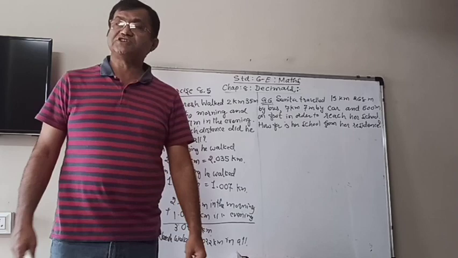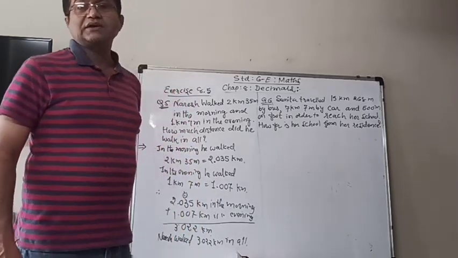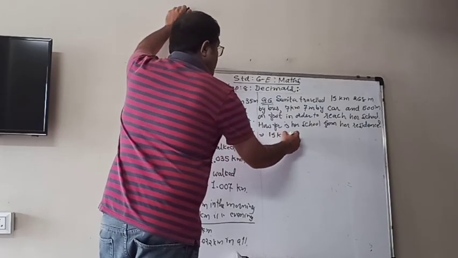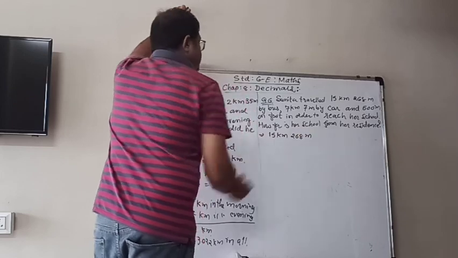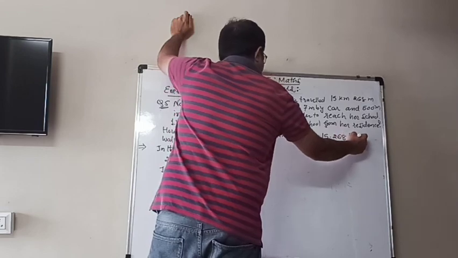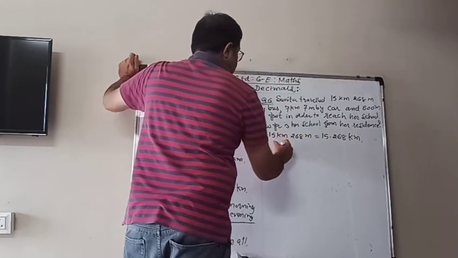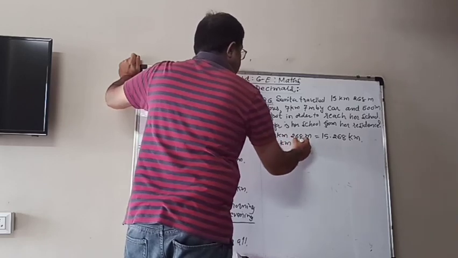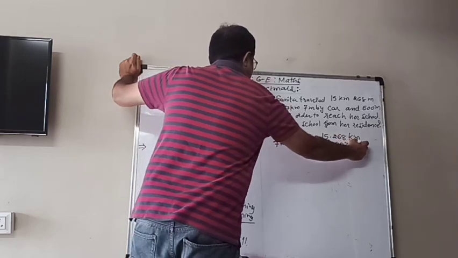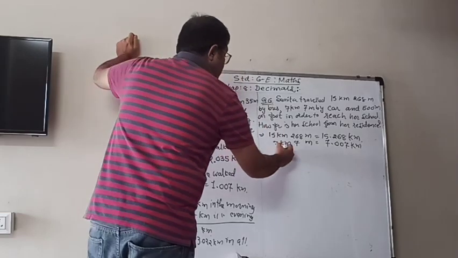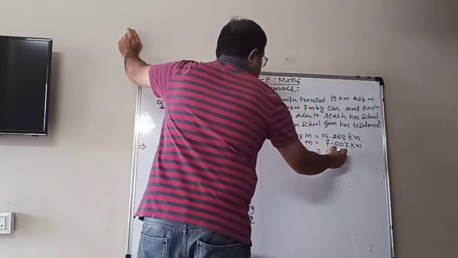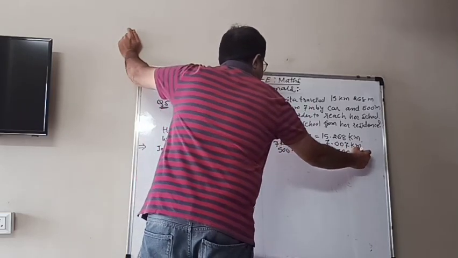Different distances. So first of all we will convert them. That is 15 kilometer 268 meter, which is equal to 15.268 kilometer. Second one, 7 kilometer 7 meter, that will be 7.007 kilometer. And the last is only 500 meter, that will be no kilometer and 0.500 kilometer.